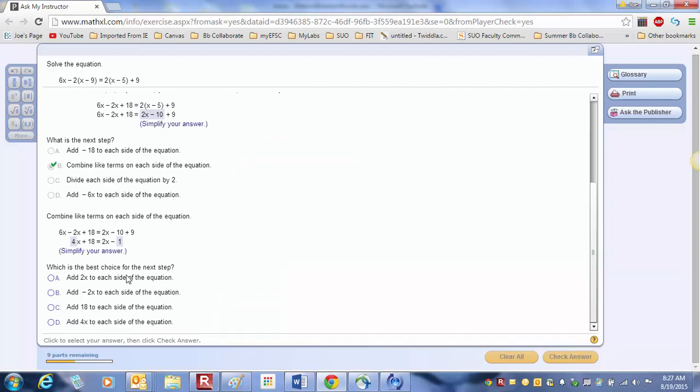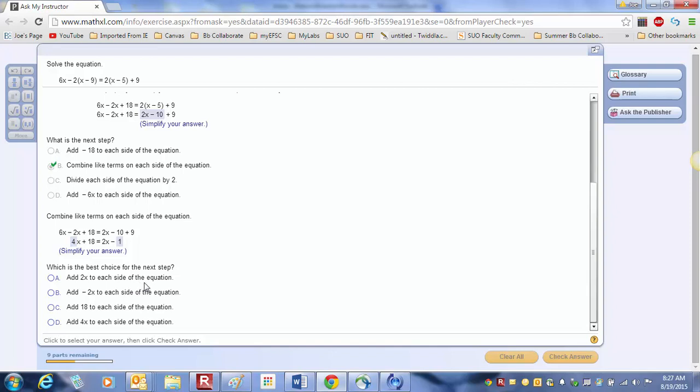Now, what is the best choice for the next step? Well, for me, I would say the best step would be to separate variables, like move the 2x on this side, move the 18 on this side. That way we have the variables on one side and the constant on the other side. Let's see what the options are.